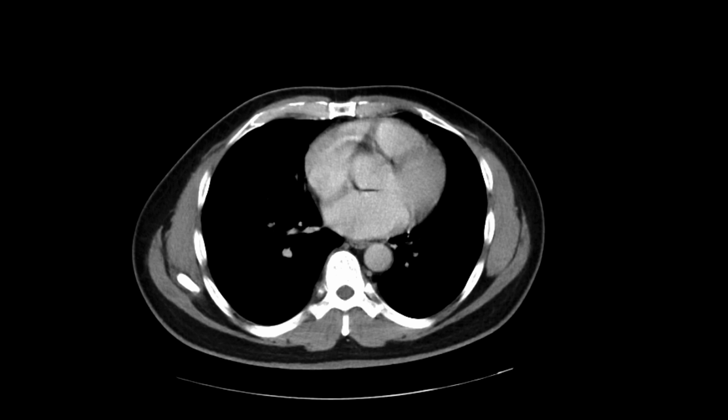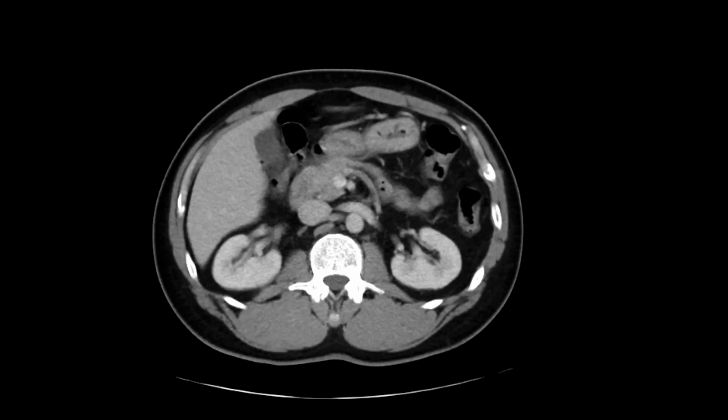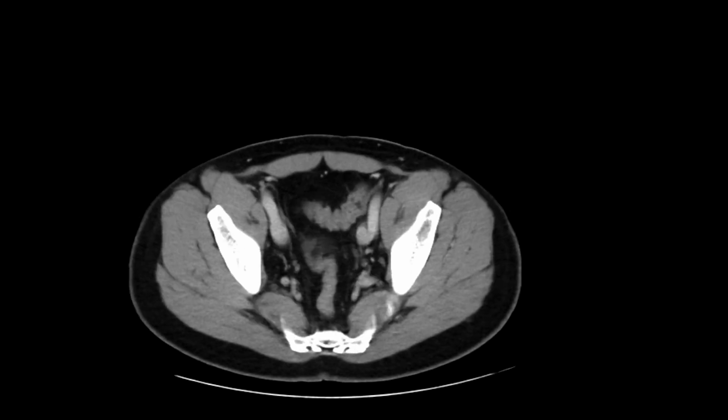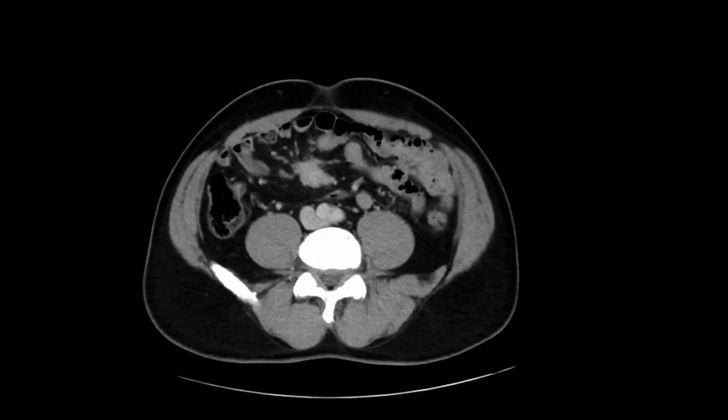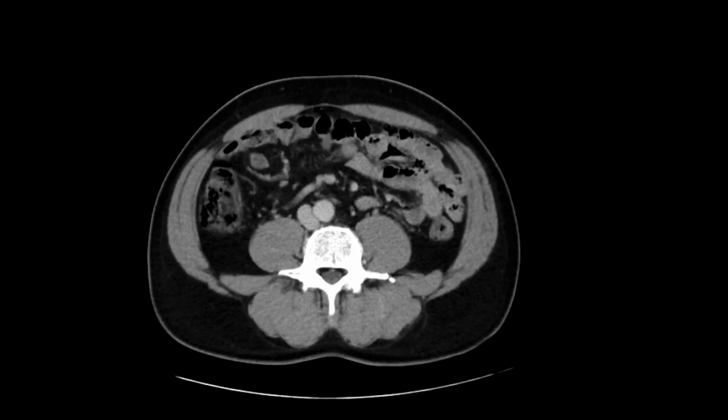This is a patient who comes in with abdominal pain, and we get a CT scan with intravenous contrast. As we scroll downwards, we'll start to notice when we look in the mesenteric area, there's a mass within the mesentery. If we look at it more closely, we notice that it's a soft tissue mass.